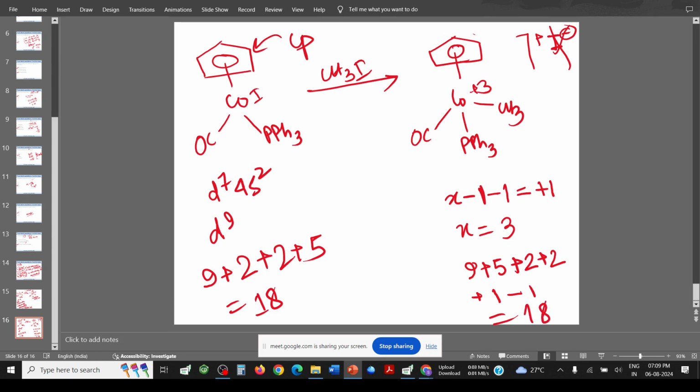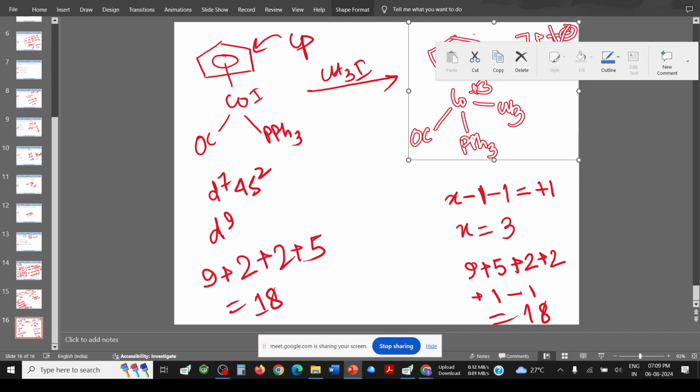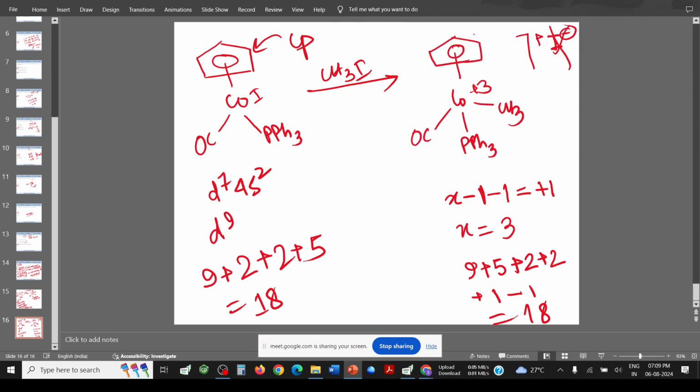Here we can see that oxidative addition is happening on the metal center from cobalt 1 to cobalt 3. That means the oxidation is happening. Also the coordination number is increasing because of the addition of methyl group, but the total number of valence electron remains the same in both the metal complexes. That's why this problem is very much important and I have pointed out this.